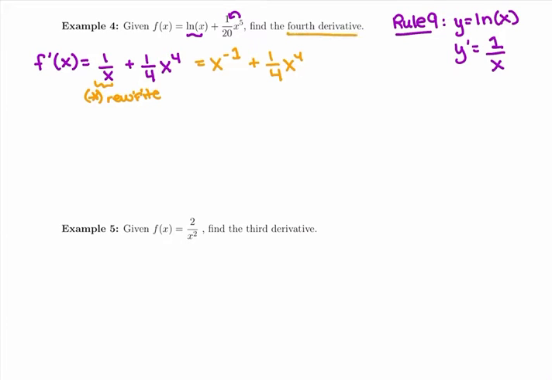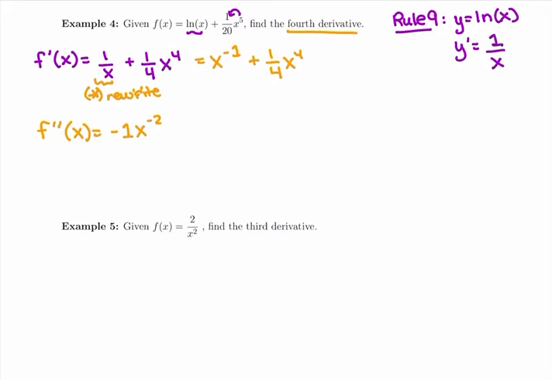I'm finding the fourth derivative, so I'm definitely not done yet. I'm ready for the second derivative though. I'm going to take the derivative of x to the negative 1, which is going to be negative 1 x to the negative 2 when I bring down the power and subtract 1 for the new power. I'm going to bring down this 4 as well. 4 times 1/4 is going to just be 1 x to the third.